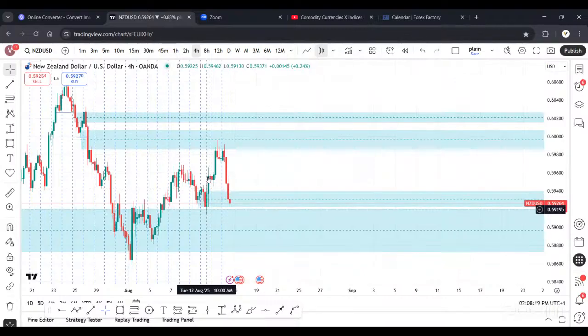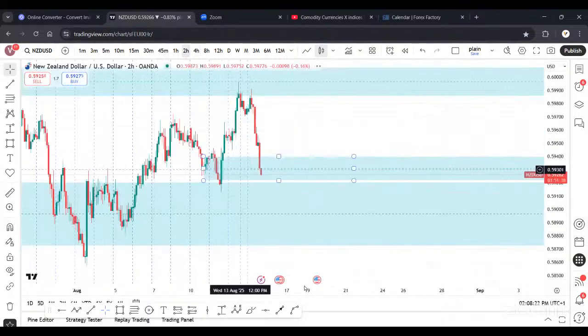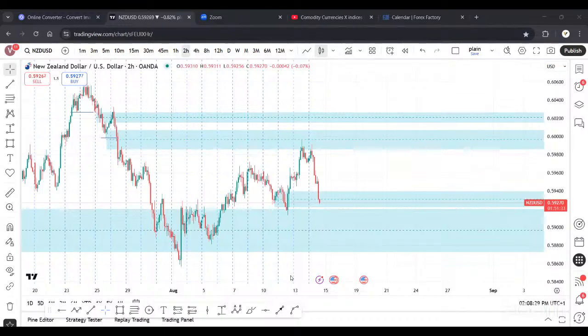On the 2-hour time frame, please tell me if what I'm saying is making sense. Please tell me. If I'm passing the information correctly, let me know.